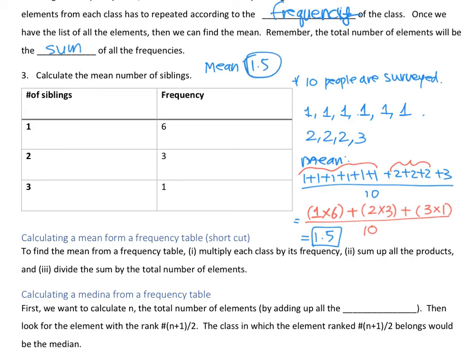It sounds kind of weird. How do you have 1.5 siblings? On an individual level, 1.5 siblings doesn't make sense. But as an average, 1.5 makes sense. That means some people have 1, some people have 2. So the average is somewhere between 1 and 2, right? So this is how I'm going to calculate the mean from a frequency table.